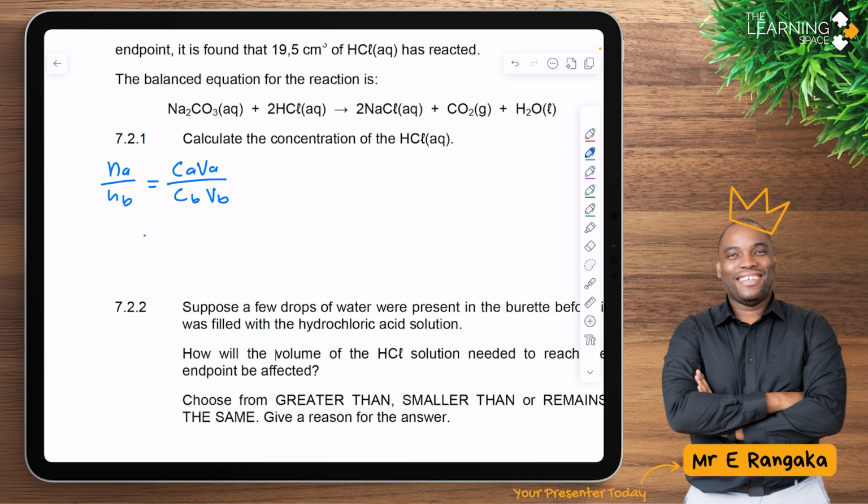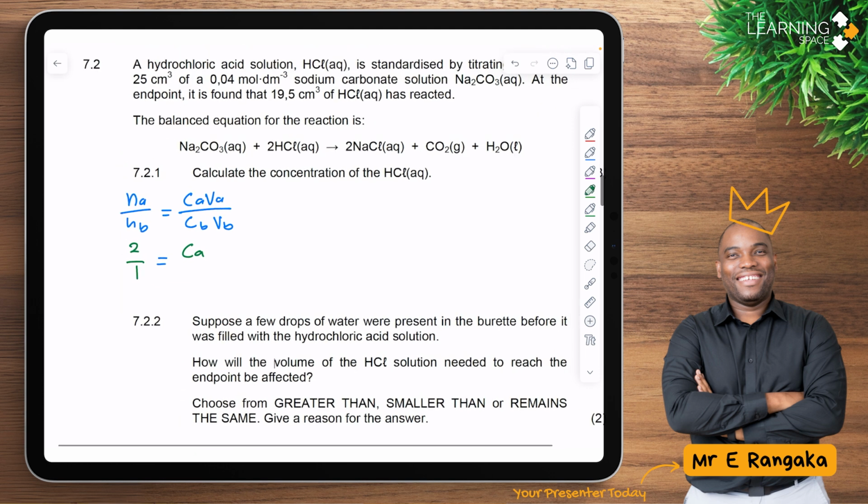What we need to do now is go substitute our values in, right? So for the number of moles, we can simply just use the mole ratio there, 2 and 1. So 2 being for our acid, 1 being for our base. So we're going to have 2 divided by 1. The concentration of the acid is what I'm trying to solve, so I'll leave that there. Volume of my acid I was given, that's that 19.5.